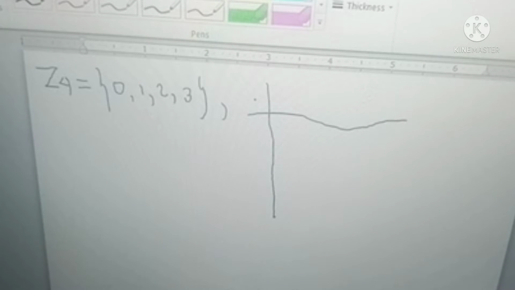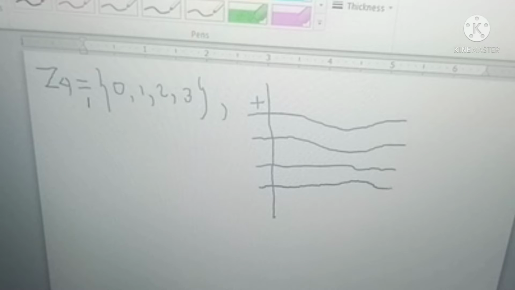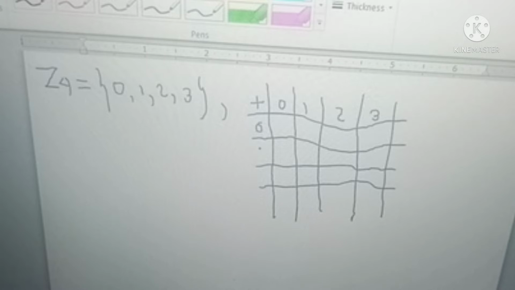This group is under the binary operation of addition, plus. It is not times. We have two choices for our binary operation: it could be multiplication or addition, but this time we use addition. These are the original elements: 0, 1, 2, and 3.